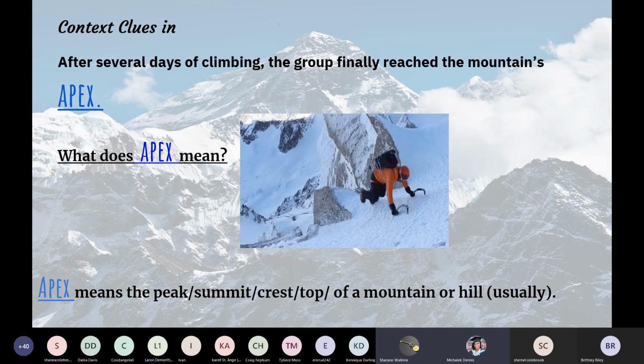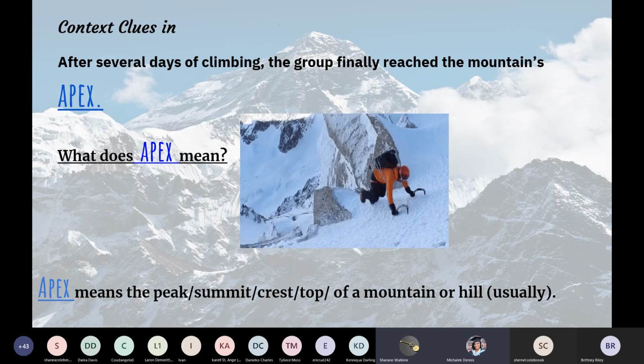Yeah, it's probably blank. Okay, so context clues. After several days of climbing, the group finally reached the mountain's apex. What does apex mean? Students, can you put it inside the chat? What do you think apex means? Read the sentence again. Someone said top. Everyone is saying top. Am I correct? Someone said peak, but it should be P-E-A-K.